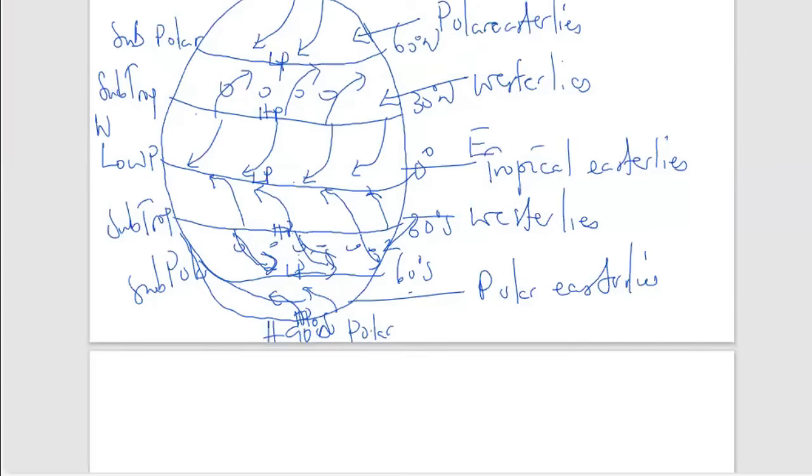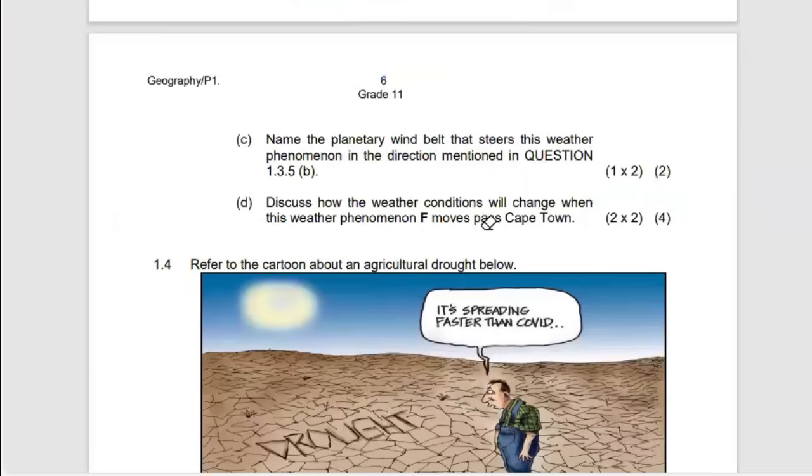We're just highlighting the idea of the mid-latitude cyclones, what steers them, what makes them move in that direction. So it's because of them being steered within the belt of the westerly wind belt. So it's the westerly wind belt.